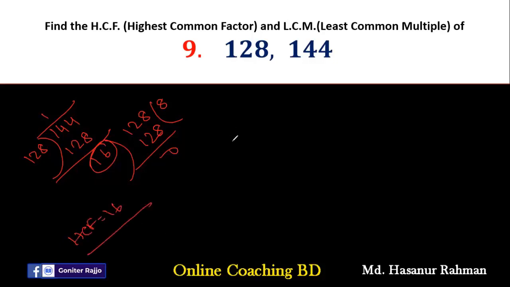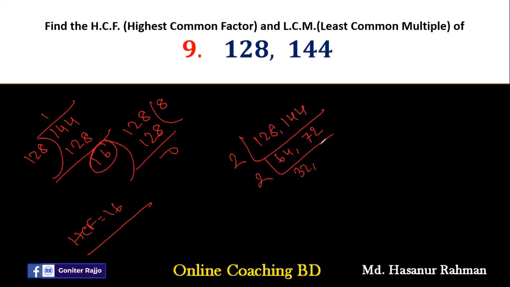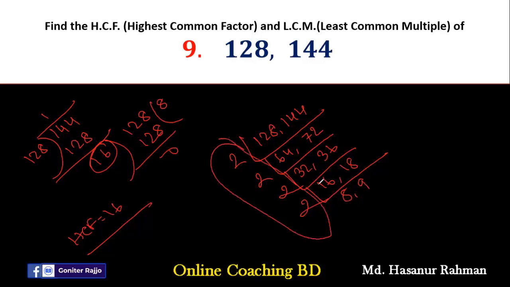Again, we can solve it another way. Look at this, 128 and 144. Now, at first we can divide it by 2. So 64, and we can divide this 144 by 2, then we get 72. Again, we can divide it by 2. So 64 by 2, that will be 32. 72 by 2, that will be 36. Again, we can divide it by 2, then we'll get 16 and 18. Again, we can divide by 2: 8 and 9. So these numbers are actually HCF. So HCF will be 2 multiplied by 2 multiplied by 2 multiplied by 2, that is 16.